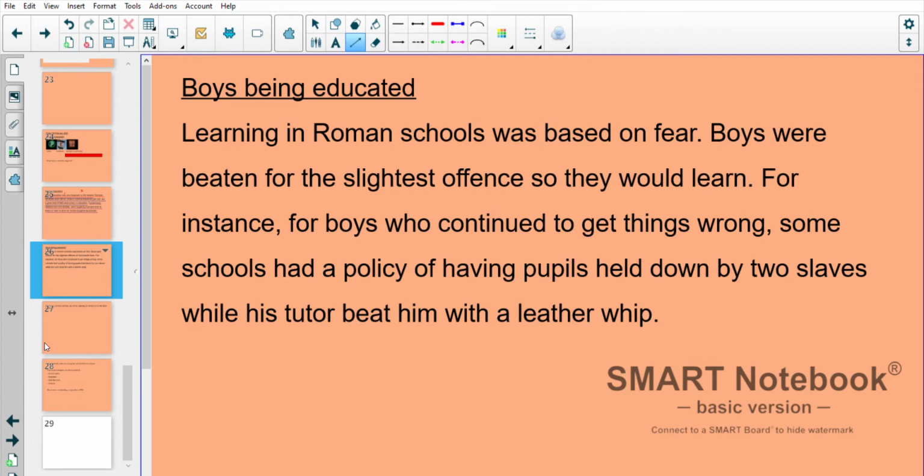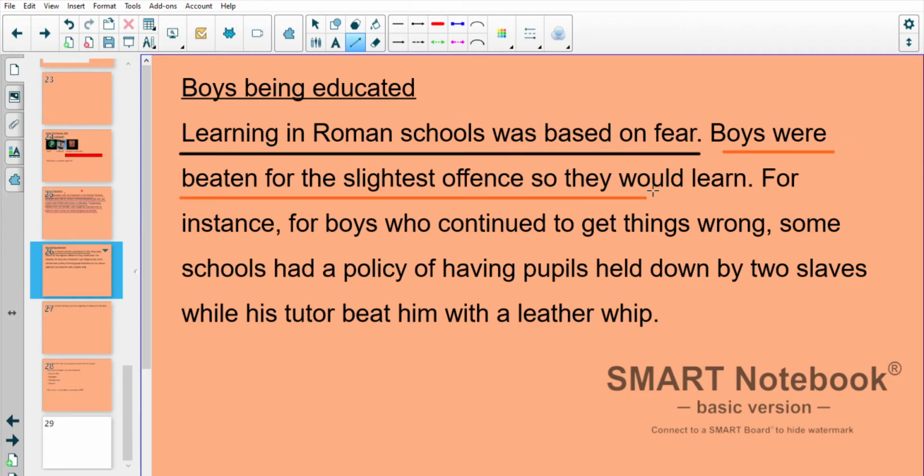Okay, so the answers are: the point is the first bit, the sentence. Learning in Roman schools was based on fear. This is about boys being educated. That's a strong point at the start. Let's find out more information. Boys were beaten for the slightest offence. An offence is something that they've done wrong. So, conjunction there, they would learn. So it's increasing the sentence here, and it's given me information about what happens in history.